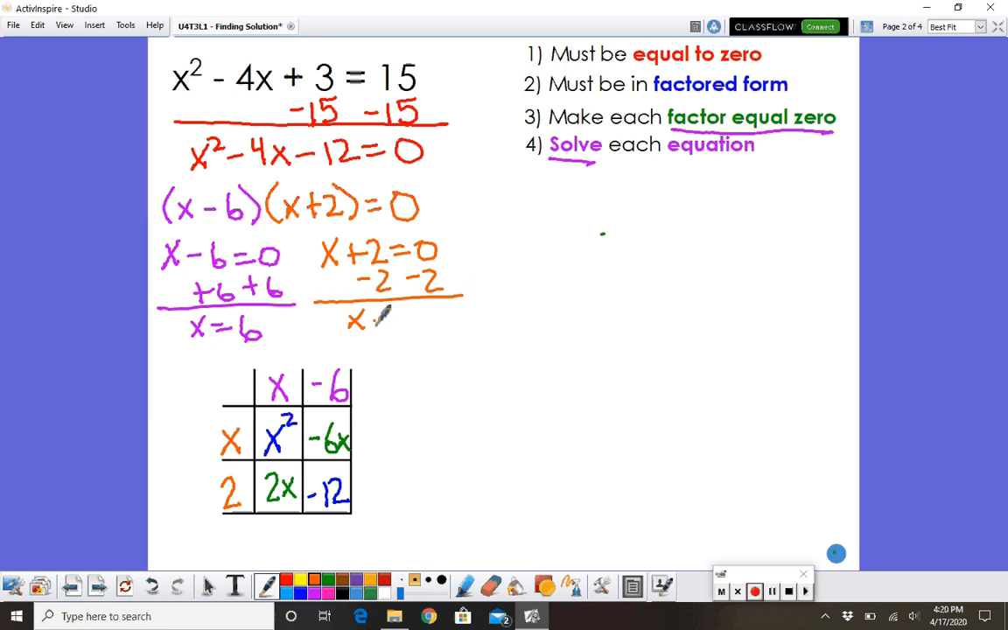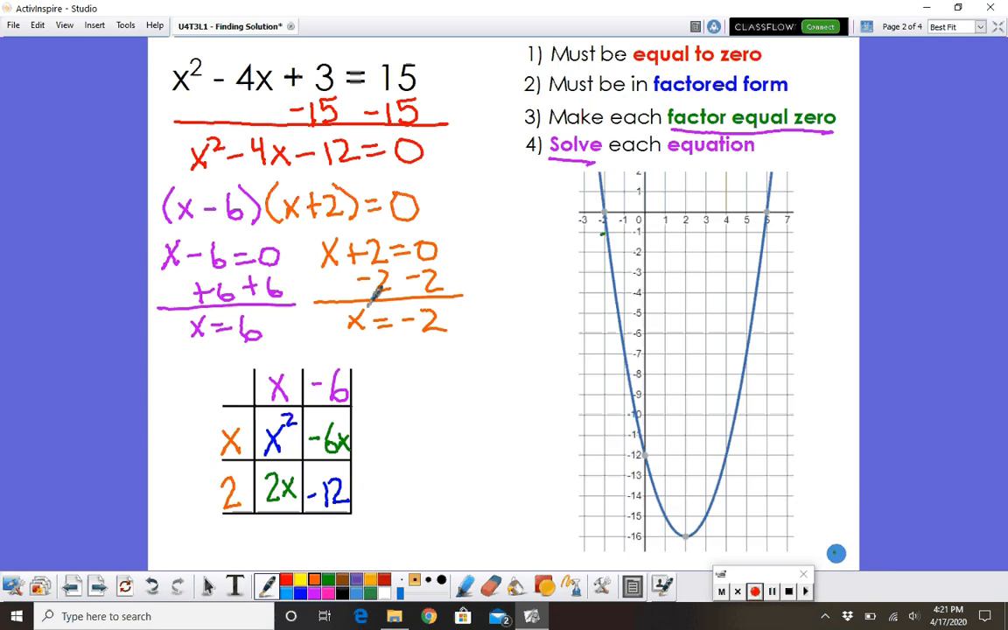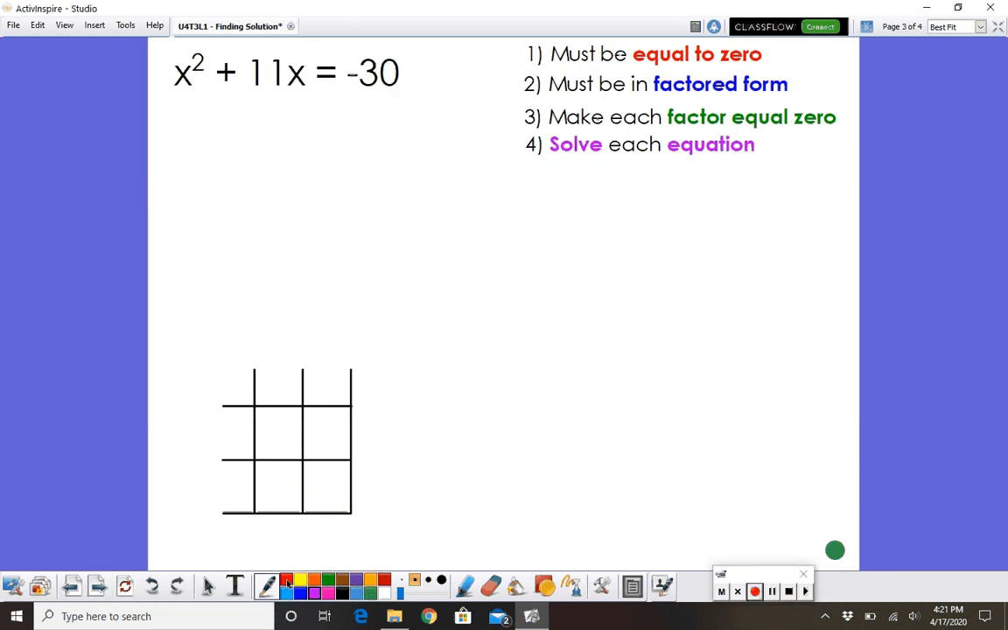So looking at our graph, one of our values is negative 2, that's right here. Our other value is positive 6, which is right there. Okay. So again, start off, double check, is it equal to 0? If it's not, you have to make it equal 0.